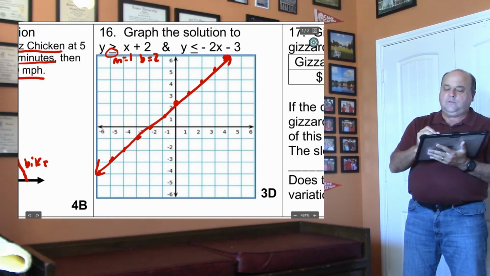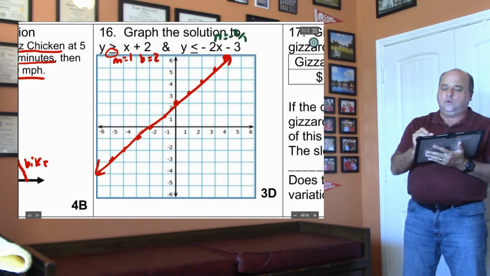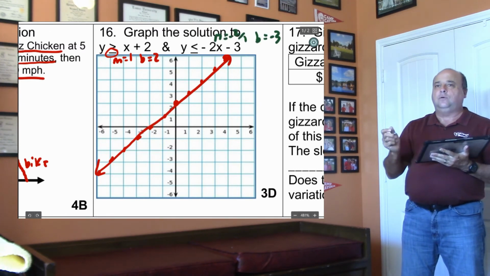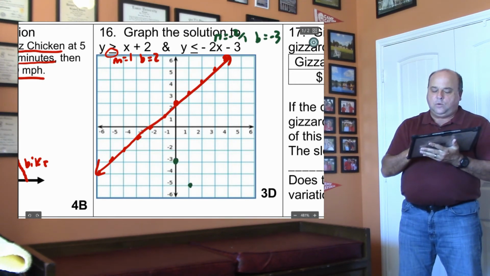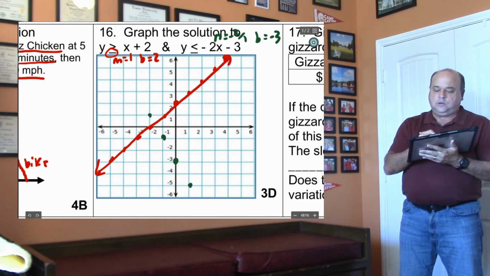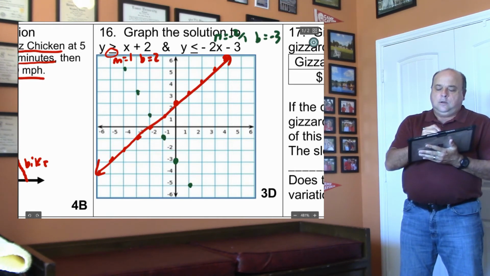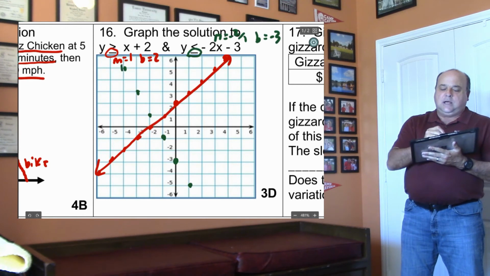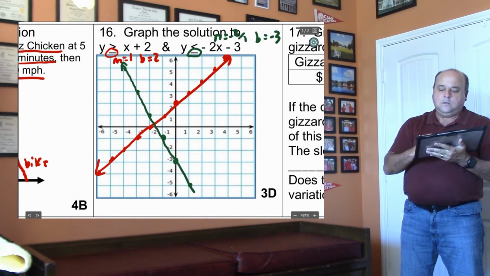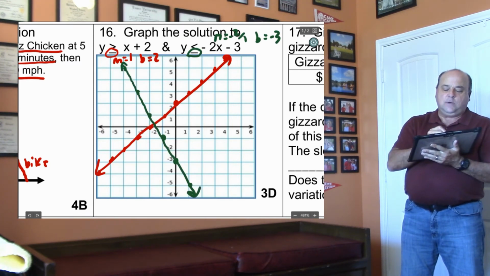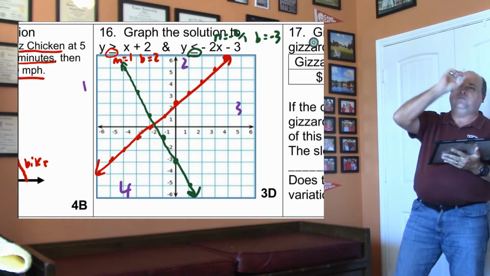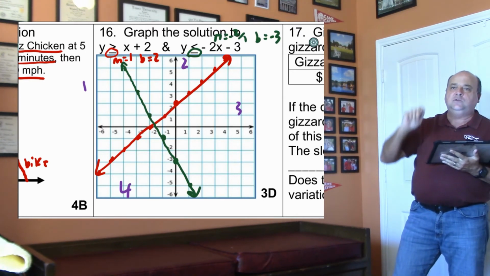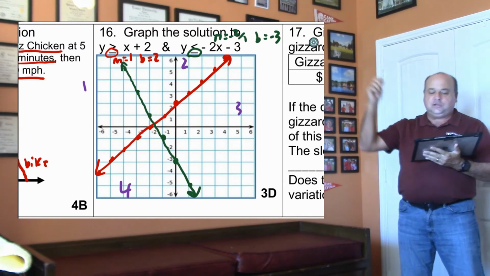The next line, the m is equal to negative 2 over 1, and my b is equal to negative 3. So it's going to go through negative 3, and then it's going to go down 2, right 1. So up 2, left 1, up 2, left 1. And this line will also be solid. So remember, when you graph these, you have 1, 2, 3, 4 parts, don't you? Whenever you graph two lines, it forms 4 sections. One of those sections will be double shaded. I'm going to show you how to do it.